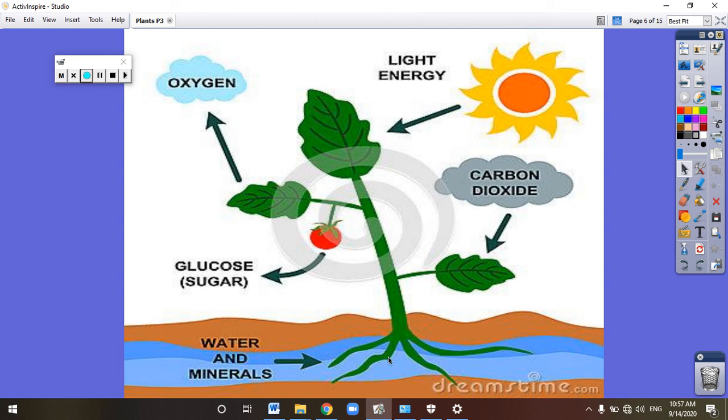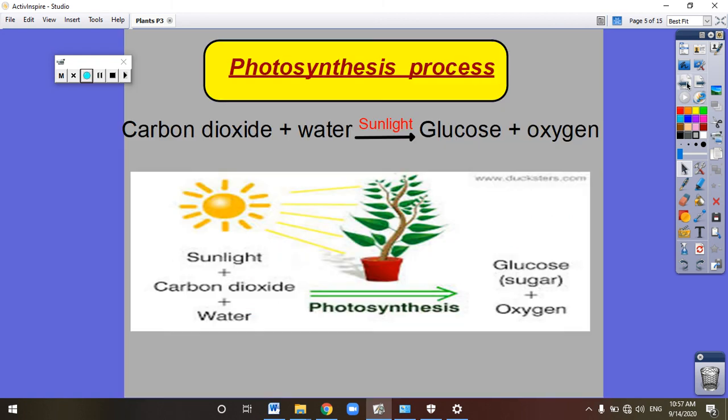So plants take water by the roots and take carbon dioxide and sunlight by the leaves. When water, carbon dioxide and sunlight enter the plant, it can now make its own food by the photosynthesis process. Okay, when the plant does photosynthesis, it produces what? It produces glucose. Do you remember what glucose is? It's the food of the plant.